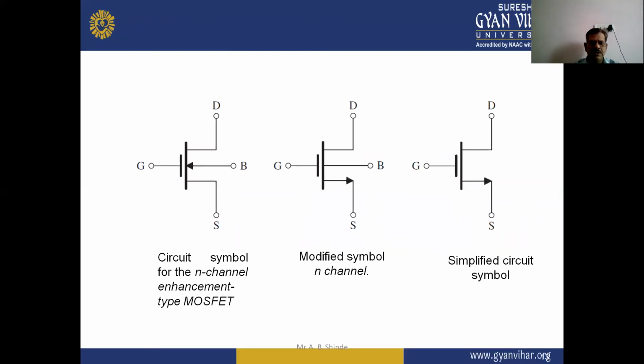So the circuit symbols for the n-channel enhancement type MOSFET: this is the first symbol for the n-channel enhancement type MOSFET in this symbolic diagram, the second one is the modified symbol for the n-channel MOSFET, and the third one is the simplified circuit symbol for the MOSFET.